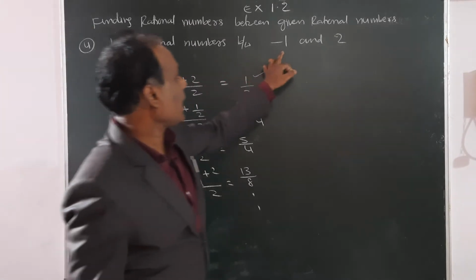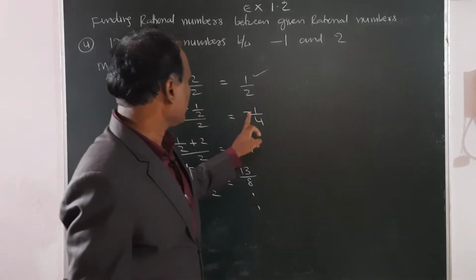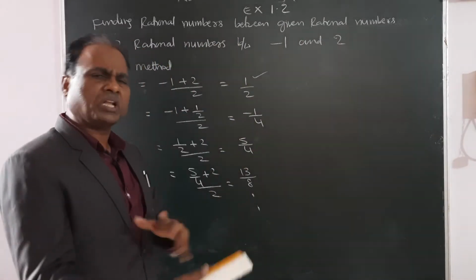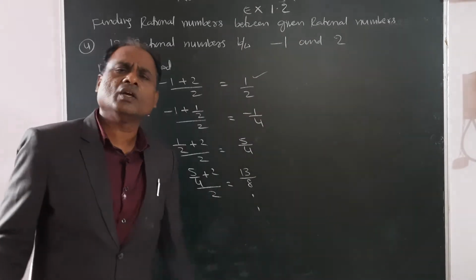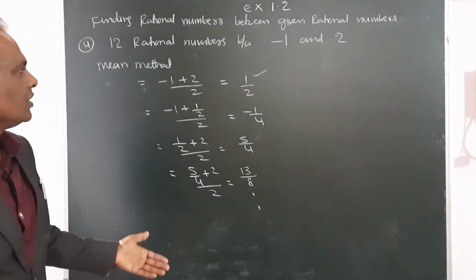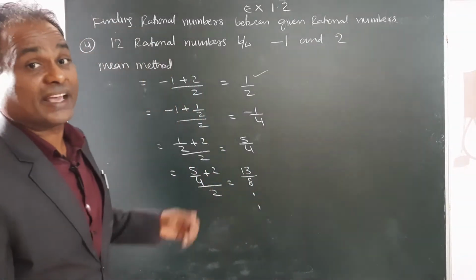So (a plus b) by 2 we will get a number. Again (a plus b) by 2 we will get a number. Any number on this side or that side, if you keep on doing this, we will get many numbers. All will be between these two given numbers. This is the mean method I explained.